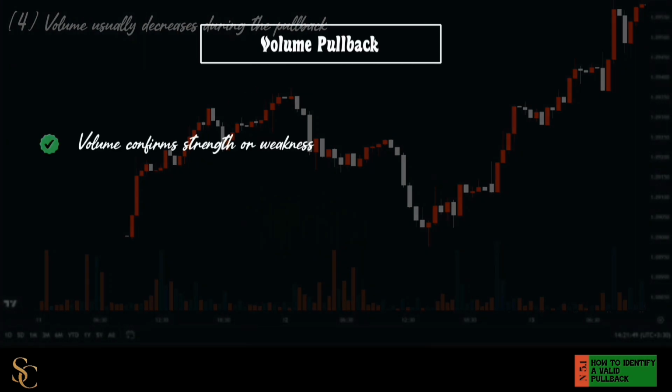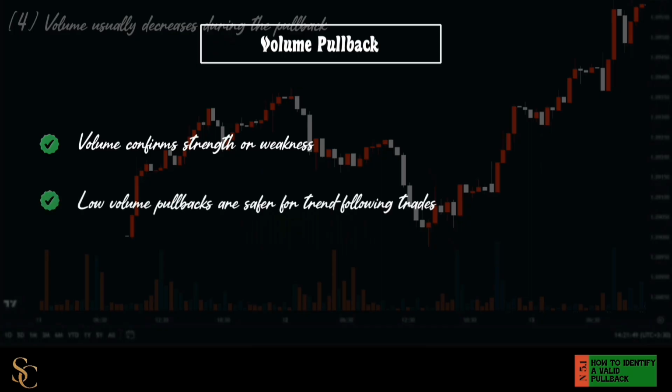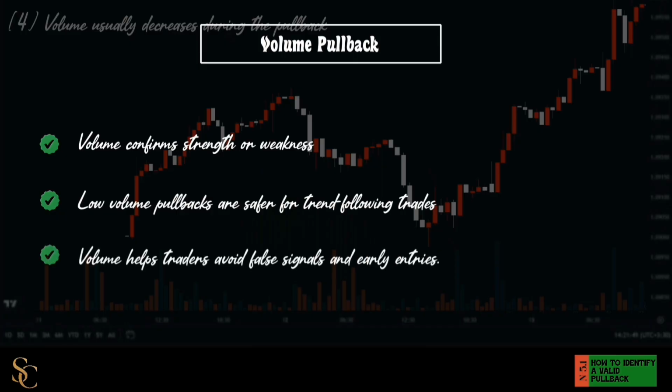High volume during a pullback may indicate that the trend is losing control and a reversal could occur. Low volume pullbacks are safer for trend following trades because they suggest the trend is still healthy and likely to continue. Watching volume helps traders filter out false signals and avoid entering trades too early during potential reversals.